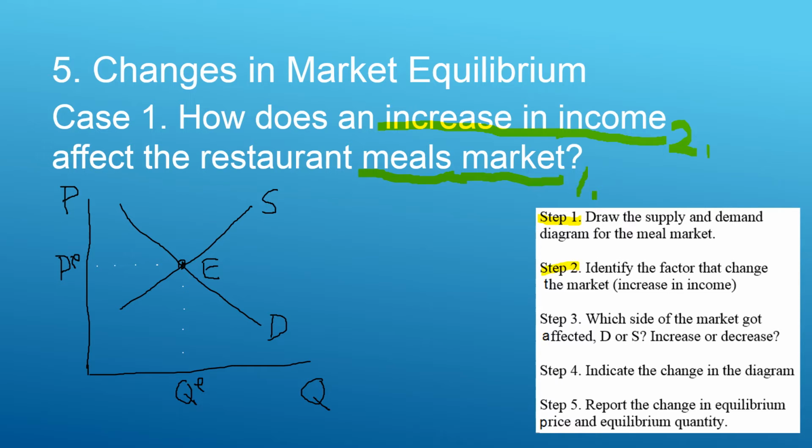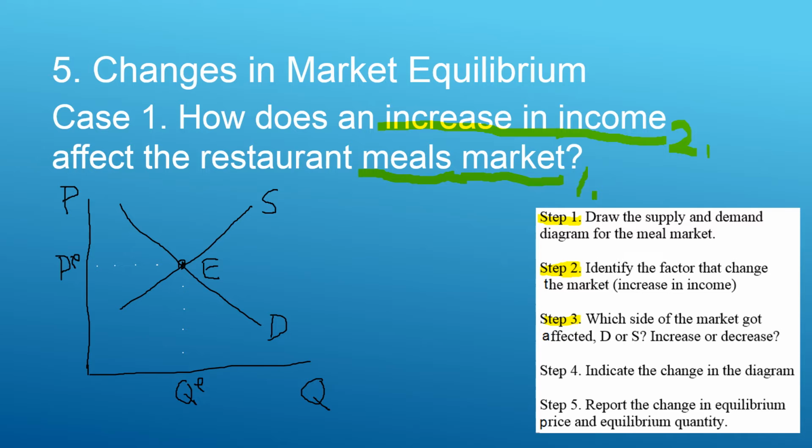And then we go to step 2, identify the factor that changed the market. In this example, it is the increase in income. So it's the second keyword, which is our step 2. Very good. And then we move on to step 3.